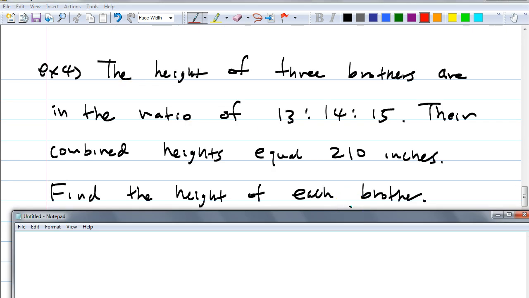Guys, do we always have to compare two things together? No. This time we're comparing three people, okay? Write this down. The heights of three brothers are in the ratio of 13, 14, 15. Their combined height equals 210 inches. Find the heights of each brother. Go ahead. By the way, does this mean that their heights are 13 inches, 14, and 15 inches? No. Doesn't add up to 210, does it? Go ahead, write it down.